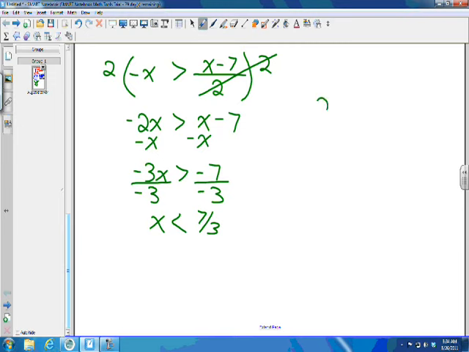Assignment. 2 through 24 even, and then on page 37, 34 through 42.